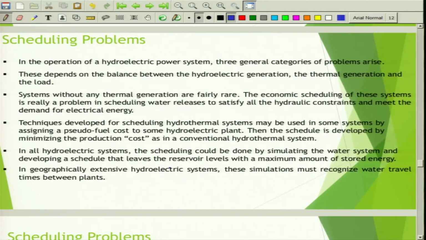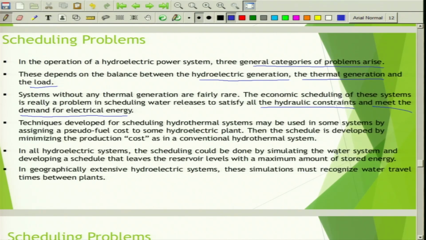So in the operation of a hydroelectric power system, 3 general categories of problem arise. One depends on the balance between hydroelectric generation, the thermal generation and the load. There are three things: hydro, thermal and load. Systems without any thermal generation are fairly rare. Of course, that does not exist also. The economic scheduling of these systems is really a problem in scheduling water releases to satisfy all the hydraulic constraints and meet the demand for electrical energy. It is not a small job.